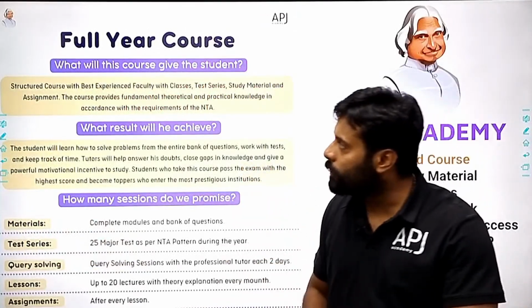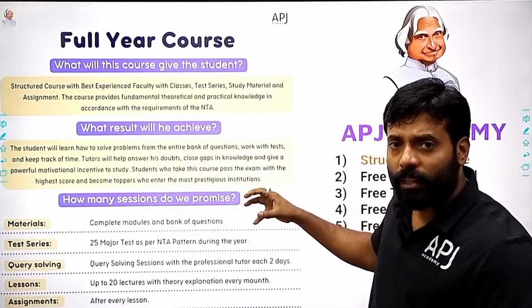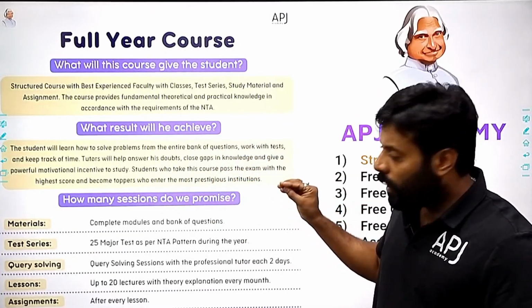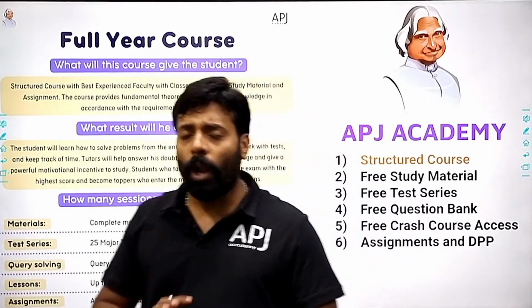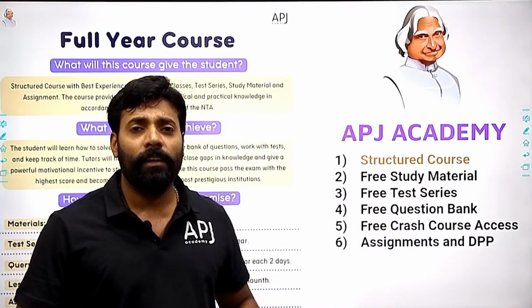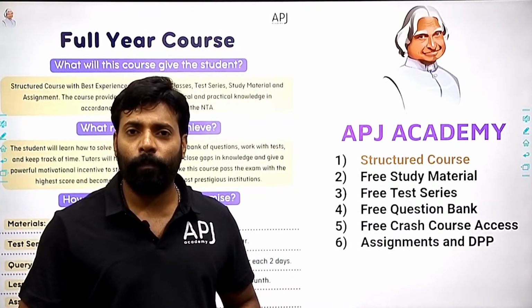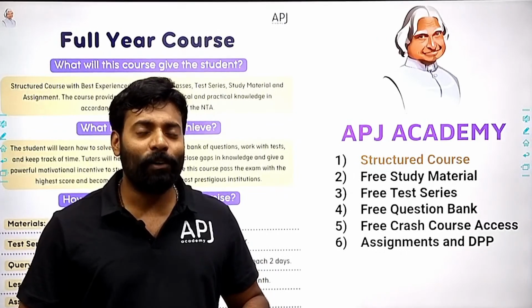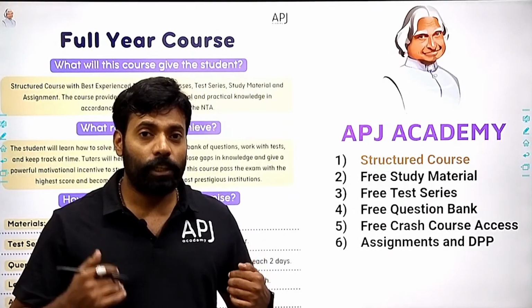And these are the details of the full year course which we are providing. Full study material with the complete question bank you are getting. Test series, query solving sessions, lessons, assignments, DPPs, you are getting everything. You do not need to worry. It's better than any other institute. Why? Personal doubt solving session is nowhere else. We are providing it from the teacher who is teaching.